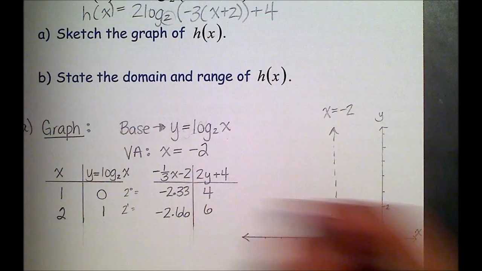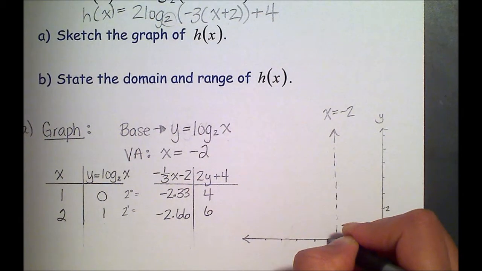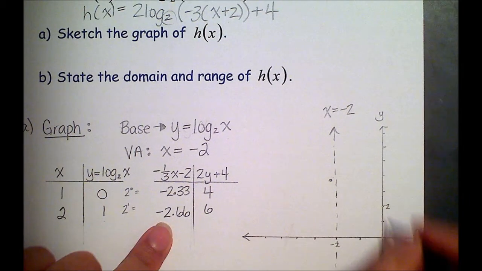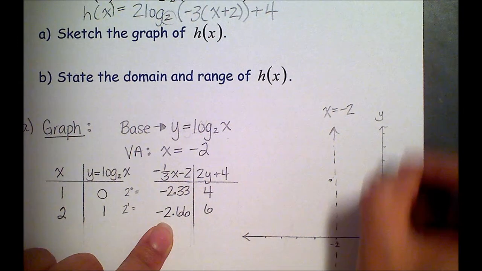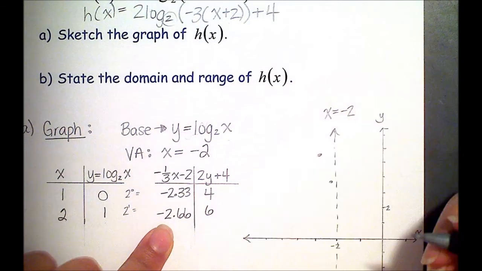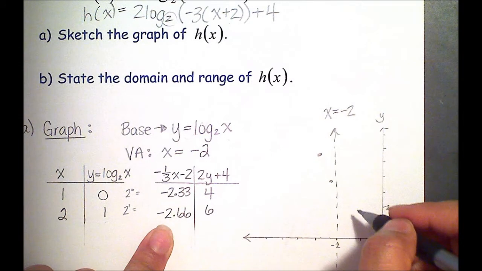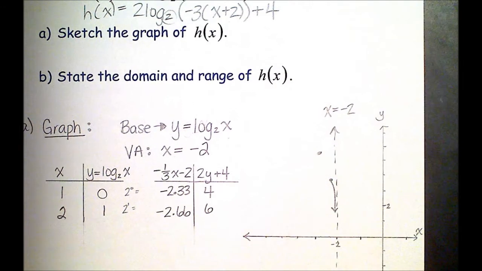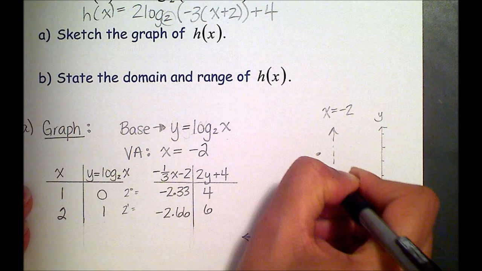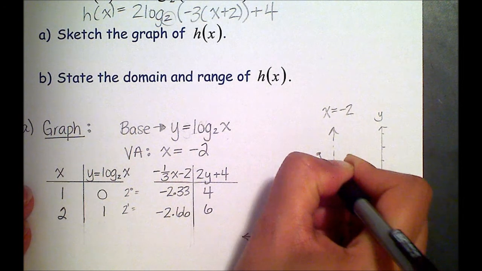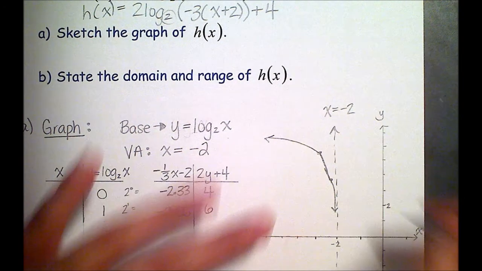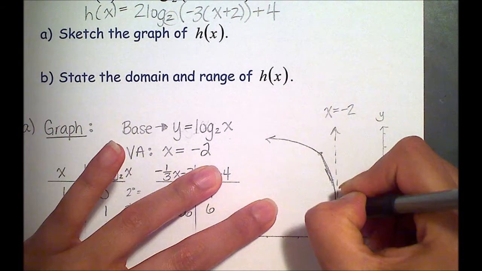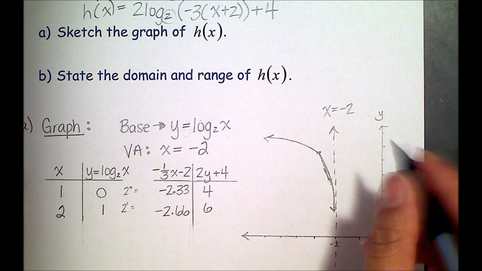Now I have a point at (negative 2.33, 4). So that's about there. And then I have another point at (negative 2.66, 6). So that's about there. And so you can see that the point that's closest to the asymptote is the one in which the direction of the graph is getting closer to the asymptote, and the point that's farther away from the asymptote is the one that keeps moving further away. So it's sort of doing something like that. It's not the best graph, but you get the idea. Okay, and so this is the graph of h of x.